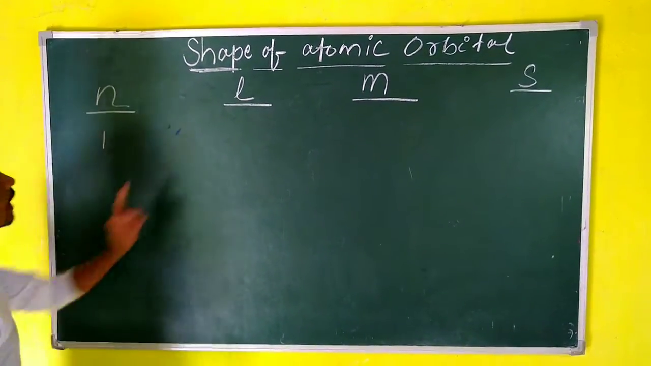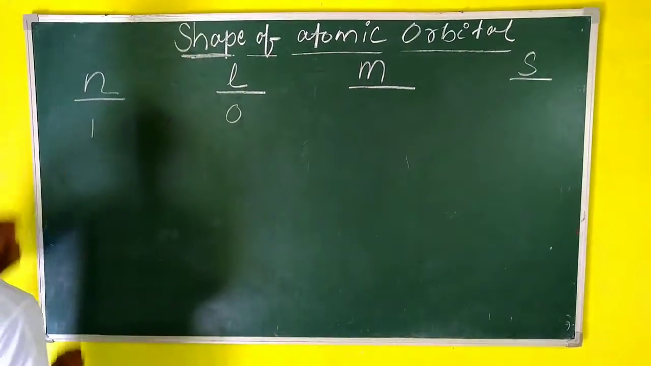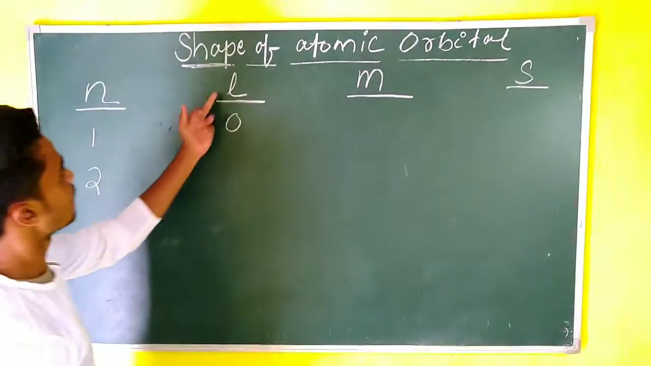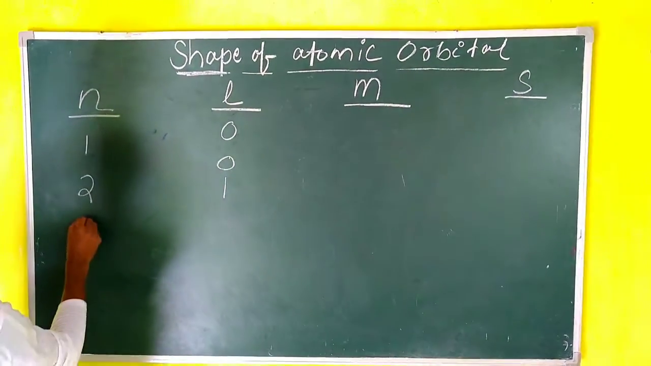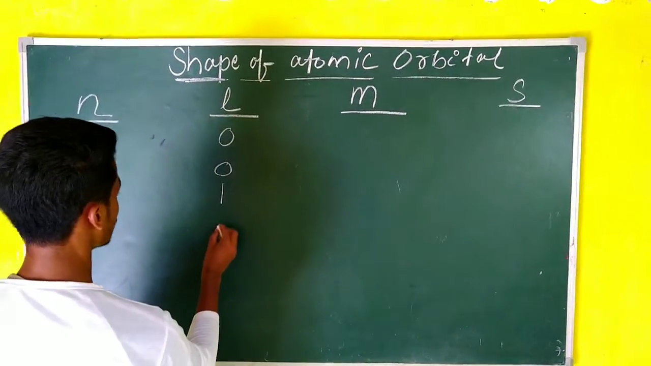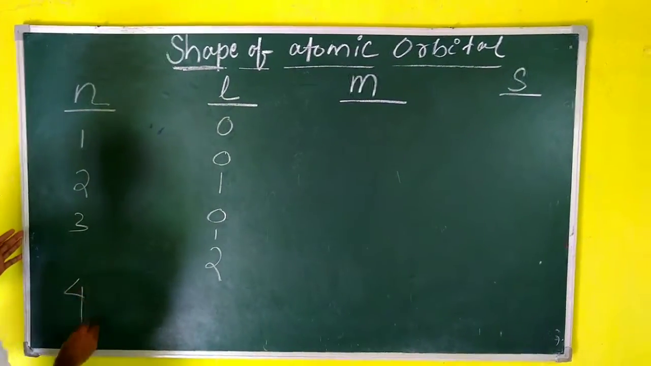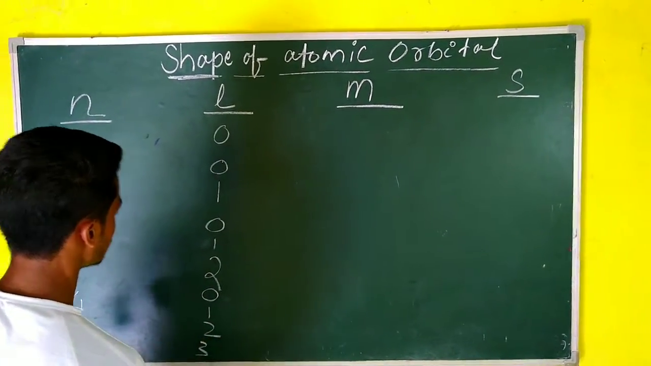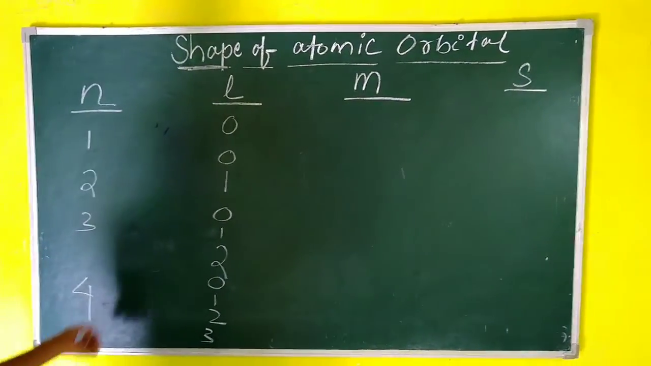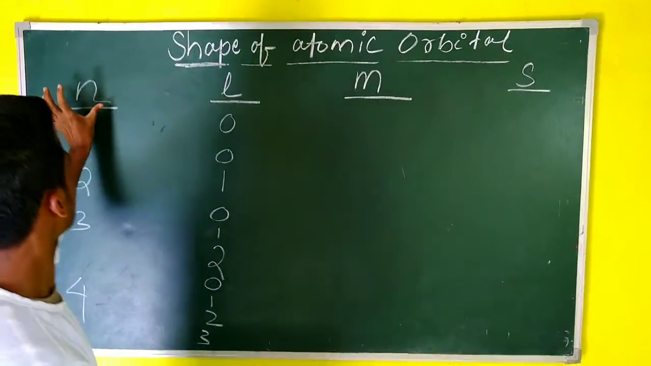Students, if n value equals 1, l value equals 0. If n equals 2, l equals 0, 1. If n equals 3, l equals 0, 1, 2. If n equals 4, then l equals 0, 1, 2, 3. This is the n value, this is the l value. l value means azimuthal quantum number, and n is the principal quantum number.